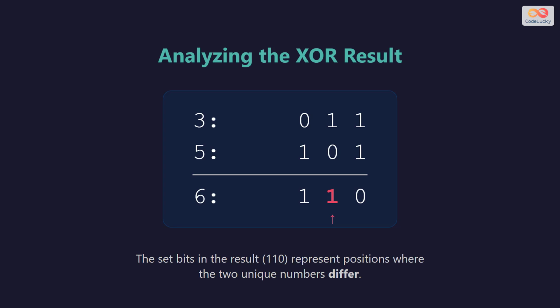So we have 6, which is 110 in binary. This number tells us something crucial. The bits that are set to 1 represent the positions where our 2 unique numbers differ. Here, the middle bit is 1, meaning the number 3 and the number 5 have different bits at this specific position.